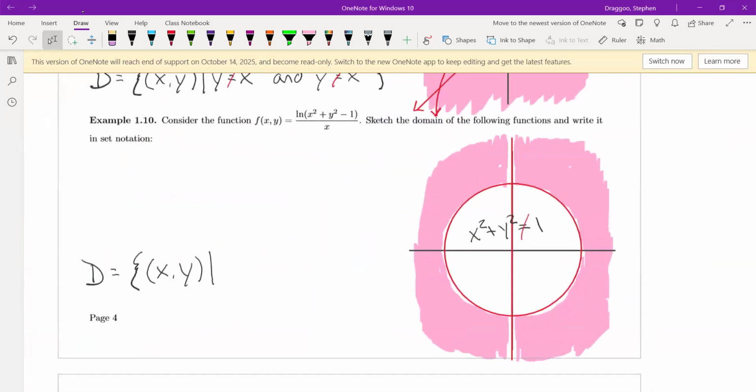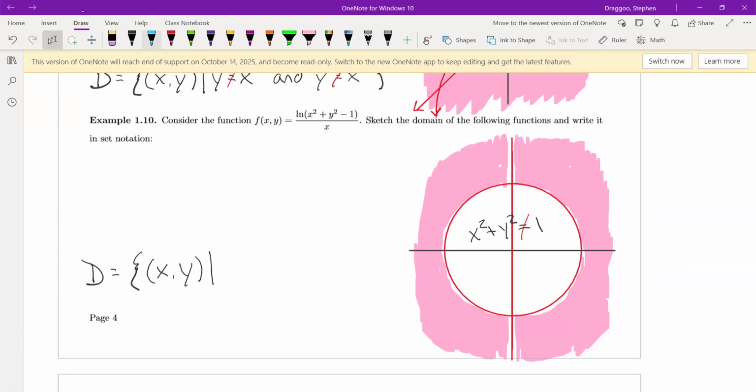So let's work through an example. Considering the function, the natural log of x squared plus y squared minus 1, over x, sketch the domain and write it in set notation. To save time, I already sketched out what the domain should look like. I'm just going to justify why that picture is the correct one.